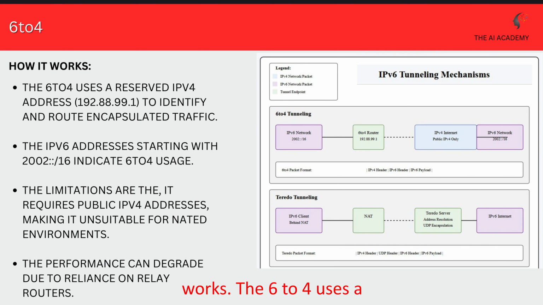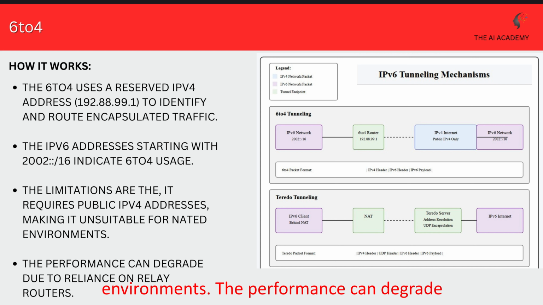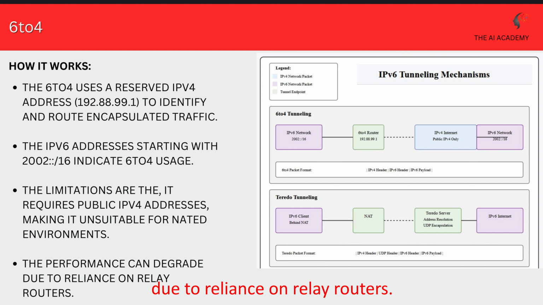How it works: the 6-to-4 uses a reserved IPv4 address, 192.88.99.1, to identify and route encapsulated traffic. The IPv6 addresses starting with 2002::/16 indicate 6-to-4 usage. The limitations are that it requires public IPv4 addresses, making it unsuitable for NAT environments. The performance can degrade due to reliance on relay routers.